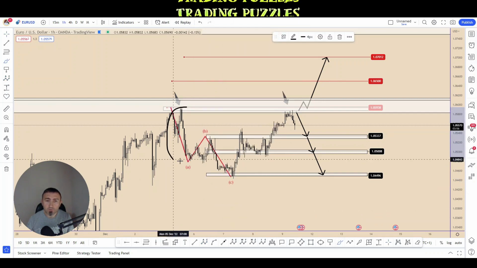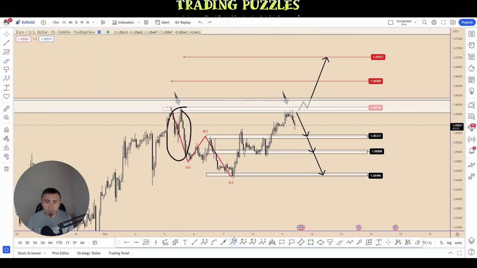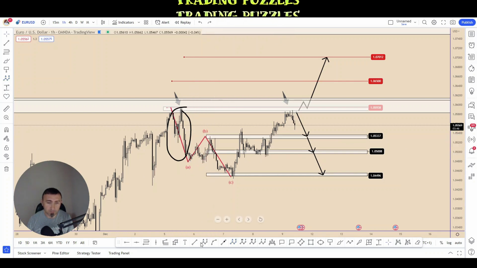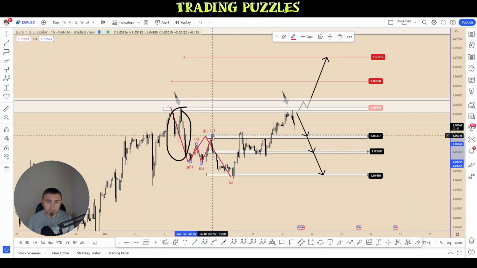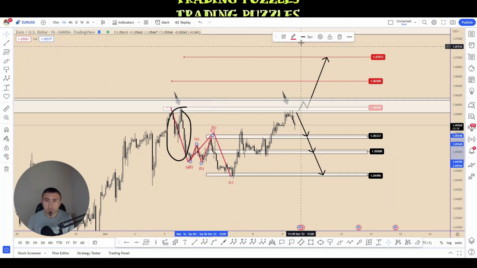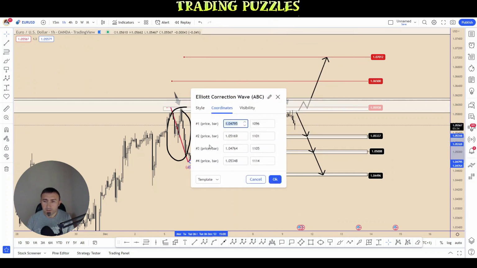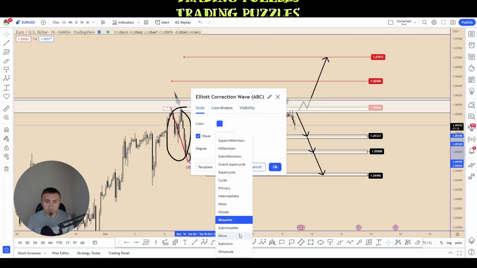The first move was impulsive, we have an impulsive move, and here we had also a small corrective pattern, like a type of running flat pattern here. Just one moment. This is the pattern that we actually had before. 1 minute.